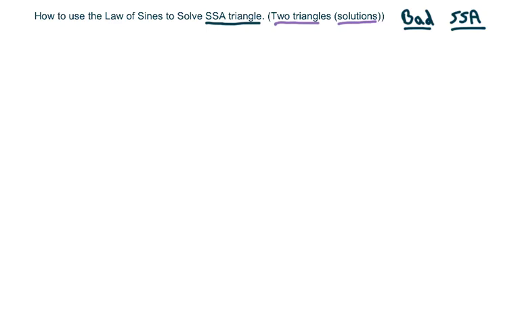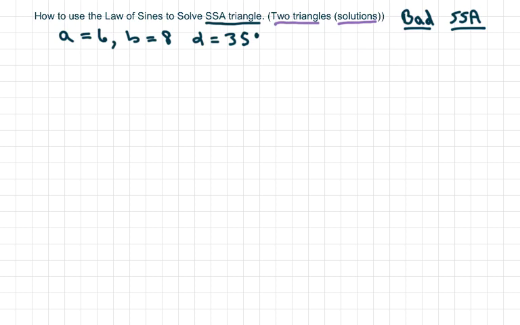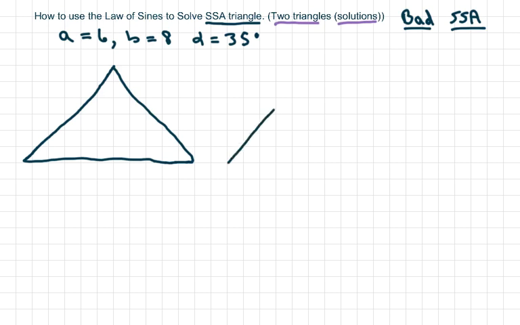So this one's just the introduction, and we're going to go over it. We've got a triangle where a is 6, b is 8, and my angle is 35 degrees. What I'm going to do is just draw two triangles. I'm not going to make them proportional, so it's not drawn to scale. Something like that, and then I'll show you exactly what's going on when we're done.